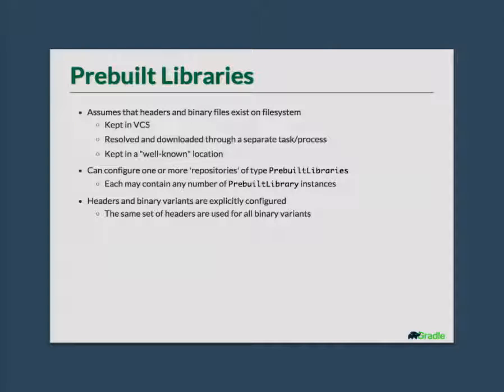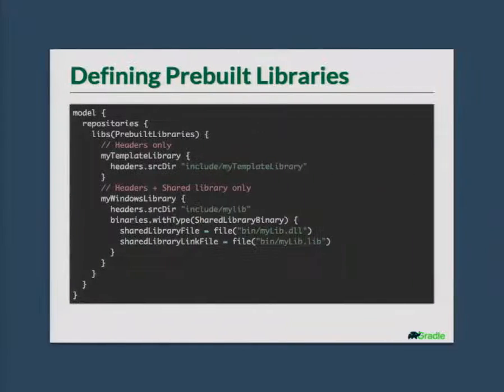And basically, prebuilt libraries is a way for you to say, Gradle, there's a library with this name, with these headers, with these static libraries or shared object libraries, and let me link against it as if it were a local project. So this is what it's going to look like. Here's an example of a prebuilt library that consists of just headers, or a prebuilt library that consists of a shared library and a set of headers.